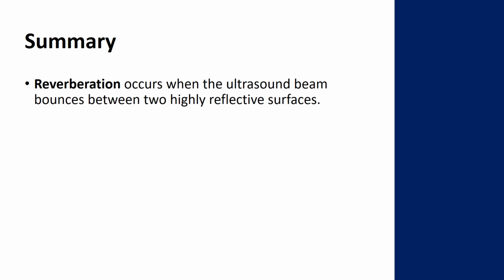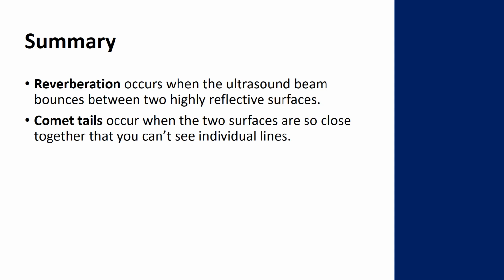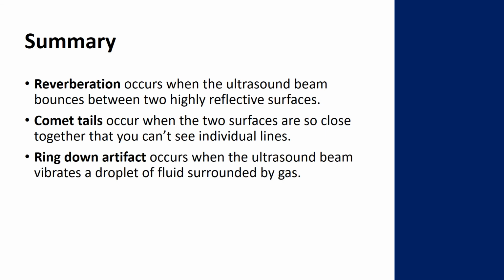So to summarize everything we've talked about, reverberation occurs when the ultrasound beam bounces between two highly reflective surfaces, kind of like the way your voice bounces around if you were to stand in a canyon and yell out into the mountains. That reverberation is what produces things like A-lines. Comet tails occur when the two surfaces are so close together that you just can't see the individual lines being produced. Think about it as like A-lines but on a microscopic scale. Ring down artifact is a little bit different. It occurs when the ultrasound beam vibrates a droplet of fluid surrounded by gas. Some people think that's a reverberation artifact, and some people think that has more to do with resonance, but nobody's really sure.